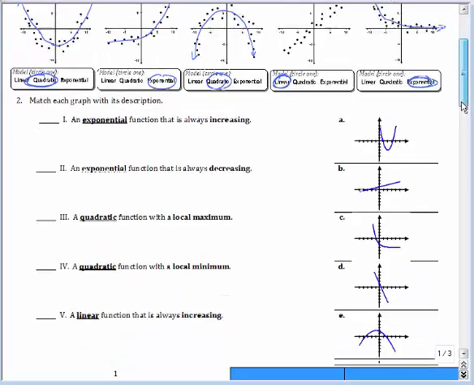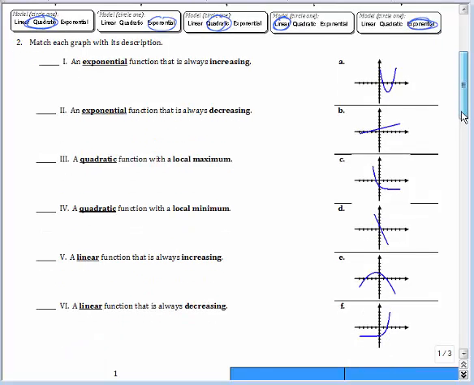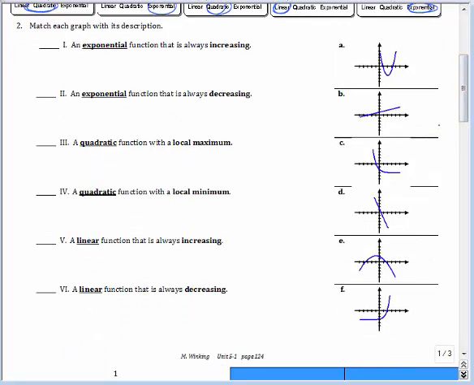Alright, so see if you can do this next set of matching based on what we've just learned already, and pause the video. If you've unpaused the video, okay, let's go through each one of these. It says an exponential function that is always increasing. Alright, so first of all, we've got to identify the fact that the exponential functions are probably c and f.